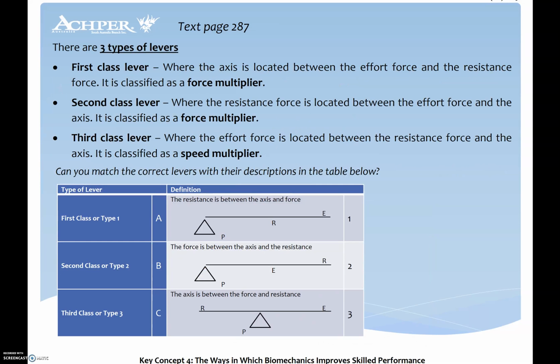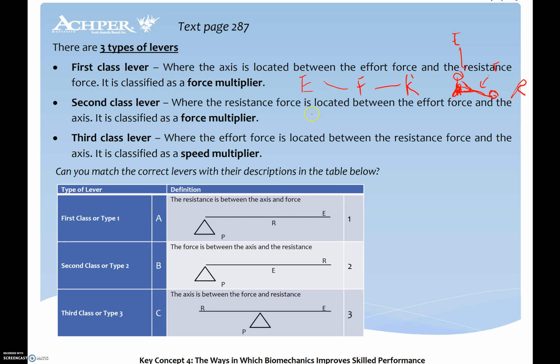So we're looking at the class. We're looking at a first class lever, where the axis point or the fulcrum is located between the effort and the resistance. Let's picture a rower in a boat that's got a paddle or an oar that goes out into the water. We have our pivot point here, or our fulcrum. We have our effort here, and we have our resistance, which is the water. So that's a first class lever.